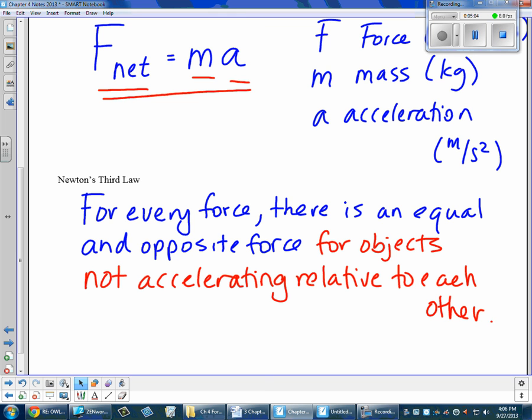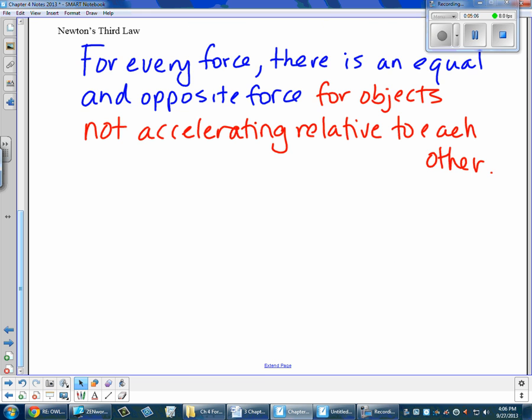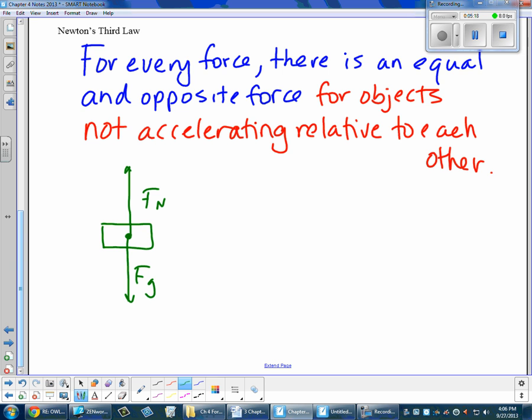So let's take a look at a very simple example and then a more complicated one. We've looked at the situation of book on table quite extensively at this point. We've got a force of gravity and a normal force, and this is called a force pair. You've got the book pushing down on the table, that's gravity. You've got the table pushing back up on the book, that's the normal force. Those are your equal and opposite forces.